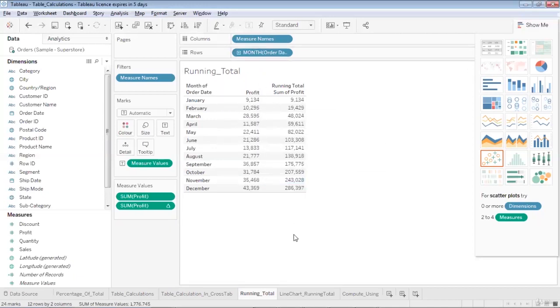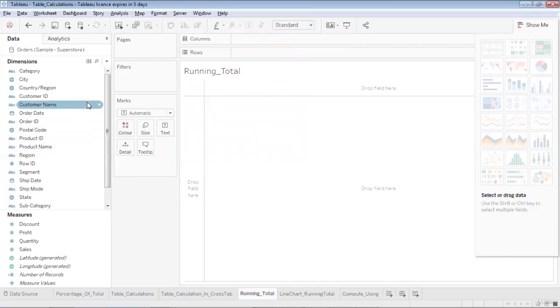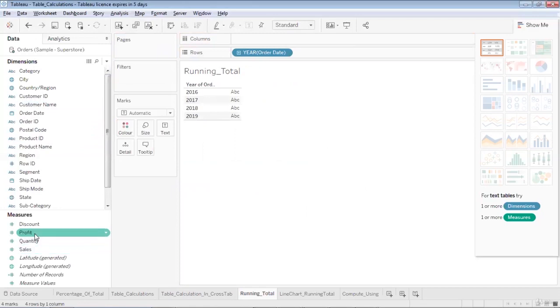So if I would like to draw this kind of a table visualization where I can show the running total to the end user, the C-level executives, I'll do that. First of all, I'll remove all of it. First, we'll take the order date field, place it over here. Then we'll take the profit field, place it over here.